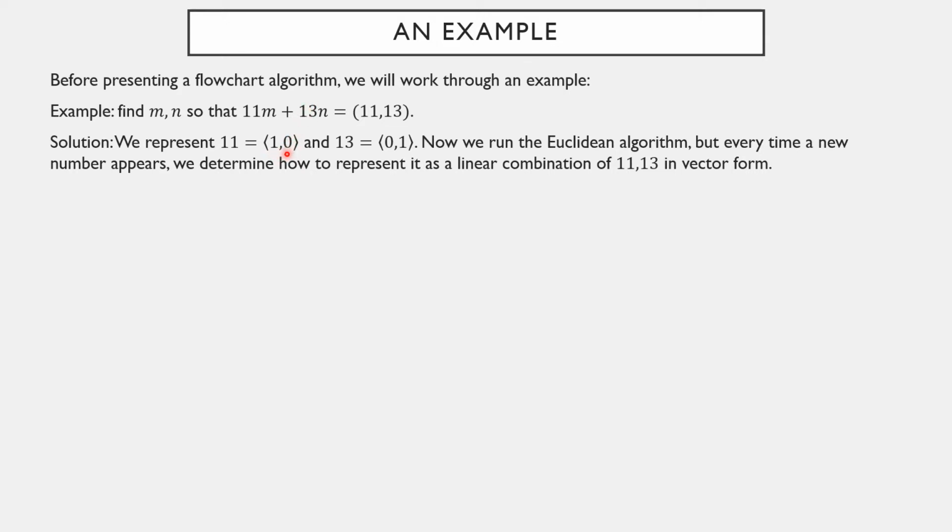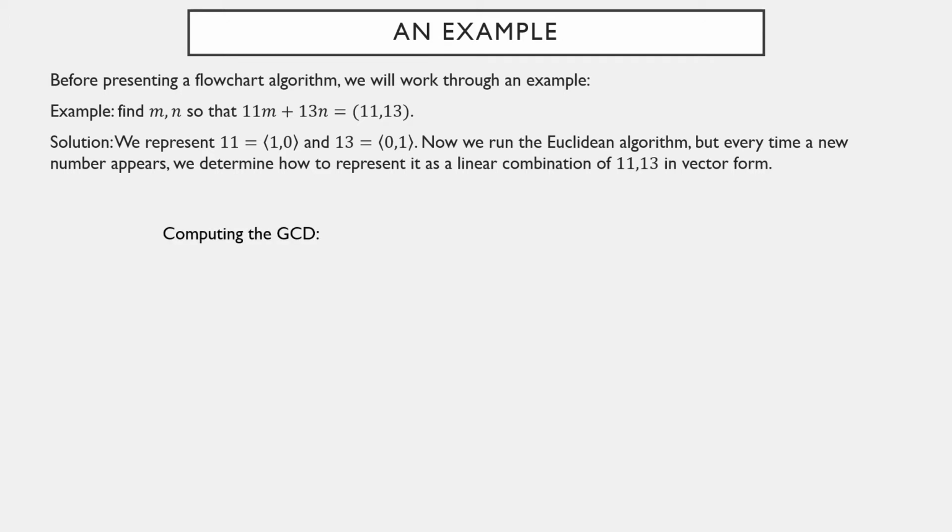So this vector 1, 0 is 1 times 11 plus 0 times 13, which is in fact 11. This vector here is 0 times 11 plus 1 times 13, which is indeed 13. So I have a vector notation for 11 and a vector notation for 13. Now what we're going to do is run the Euclidean algorithm to compute the greatest common divisor. And then we're going to go back and look at every time a new number showed up, where did it come from, and how can we compute it as a vector, as a linear combination of 11 and 13.